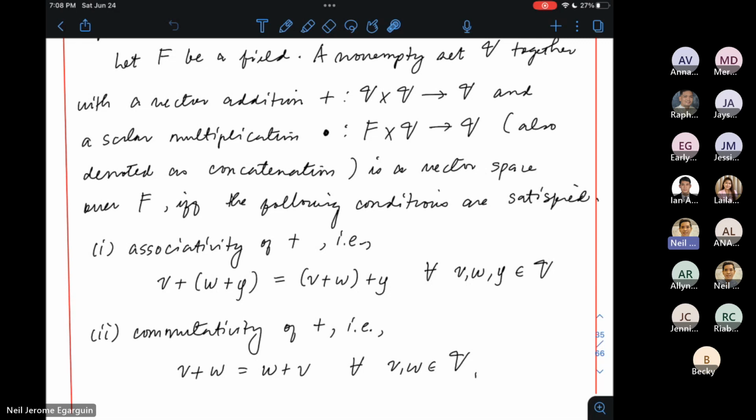Ang vector addition, kukuha ko ng dalawang elements ni V, dapat yung sagot na kay V pa rin. Right? And then I need a second operation. That second operation is called scalar multiplication. Anong kaibahan nito? Kasi sa scalar multiplication, ang dalawang pinag-ooperate natin ay hindi mga vectors. Isang element ni field at saka isang element ng vector. Tapos ang sagot dapat ay isang element ni V.